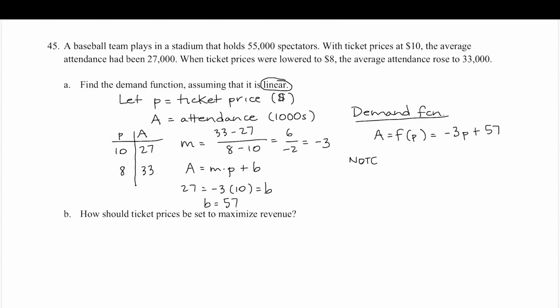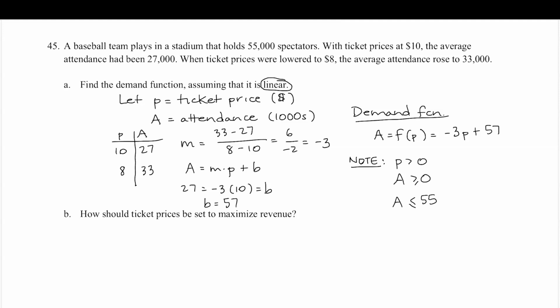Now, we should note that the ticket price obviously has to be positive, right? Attendance obviously has to be positive. In this case, also, attendance can't be bigger than 55,000, right? It told us that the stadium only holds 55,000 people. So actually, I guess these could be zeros. They could have nobody come to the game.